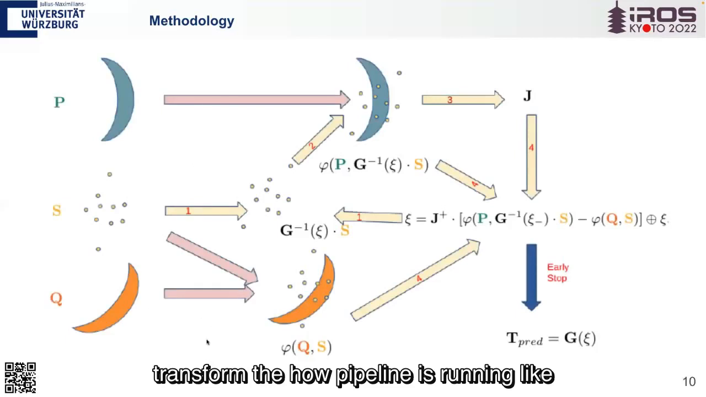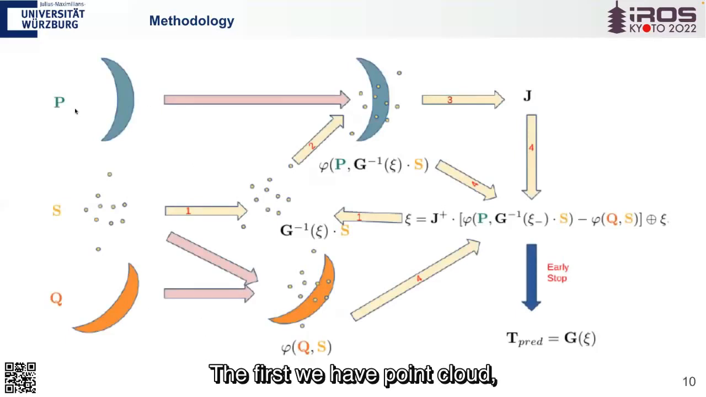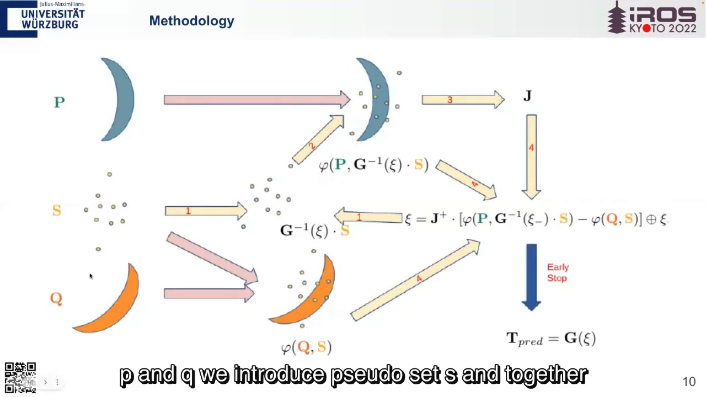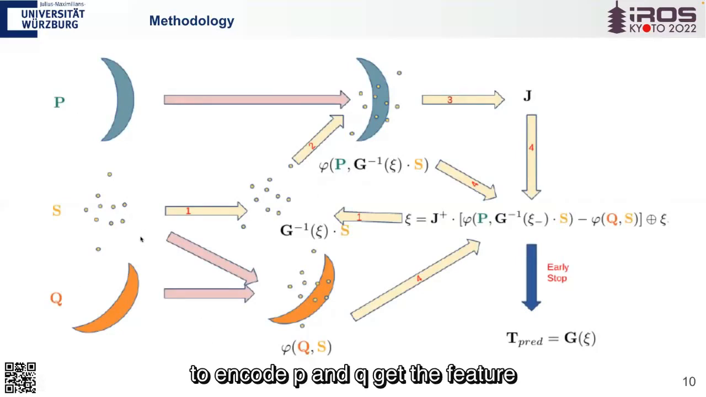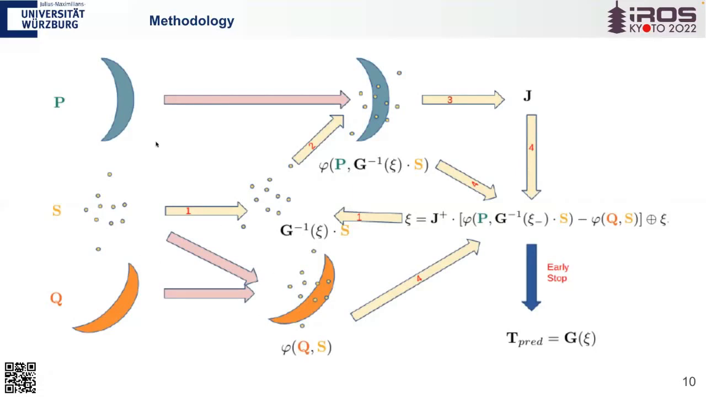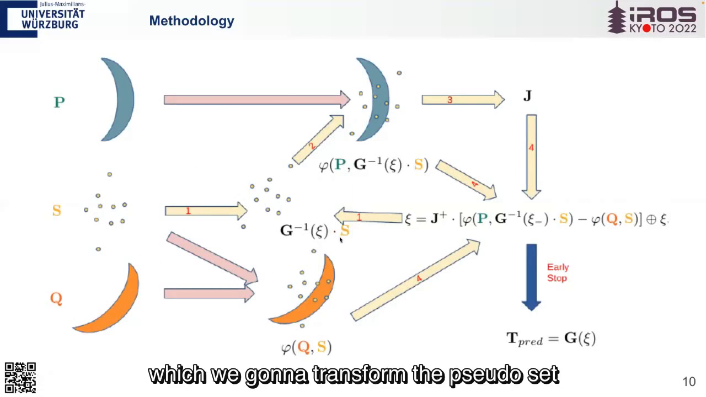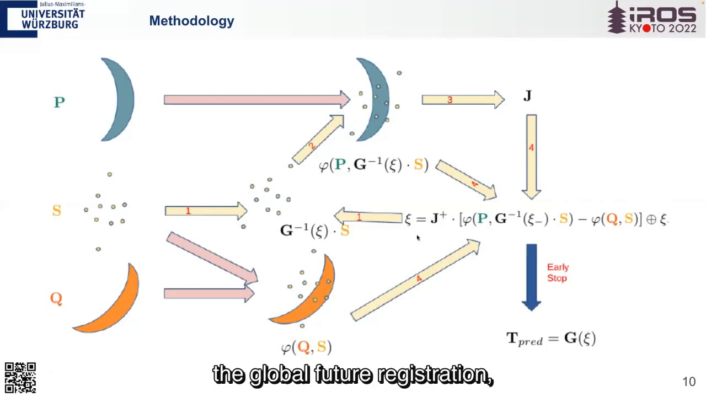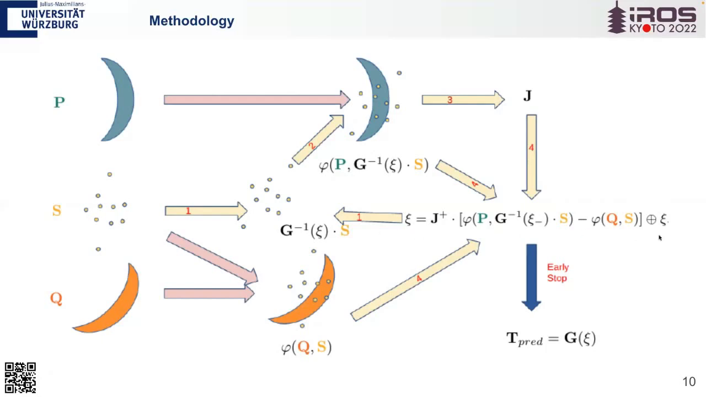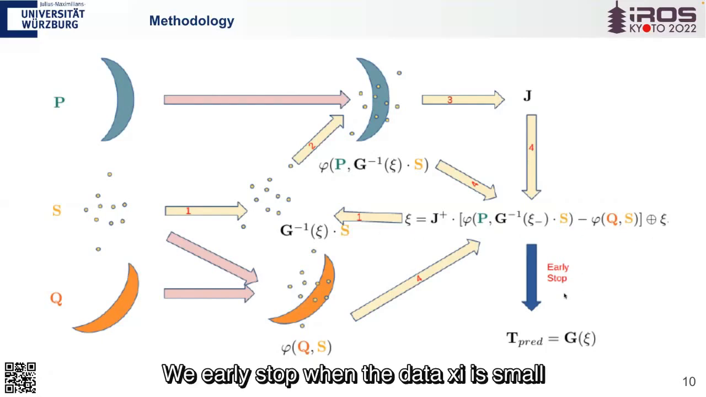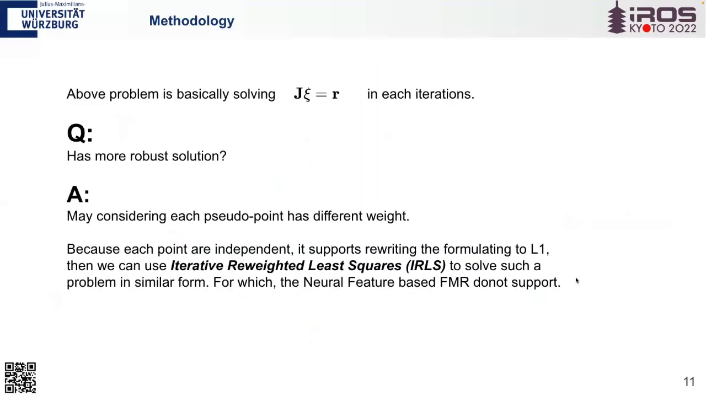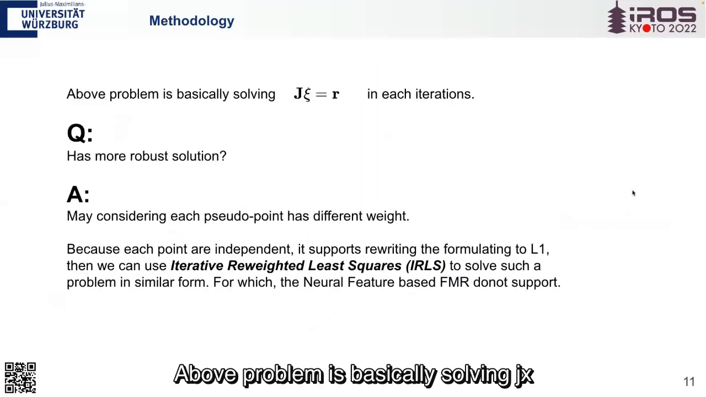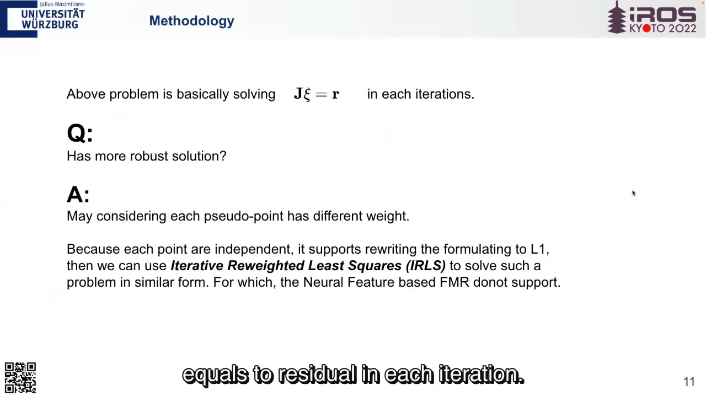The whole pipeline runs like this. First we have point clouds P and Q, and we introduce a pseudo set S, and together encode P and Q to get the feature of Q. Then in each iteration, we transform the pseudo set and get the new feature of P to solve the global feature registration to update ξ, which is the twist parameter. We stop early when delta ξ is small enough. The above problem is basically solving J ξ equals the residual in each iteration.